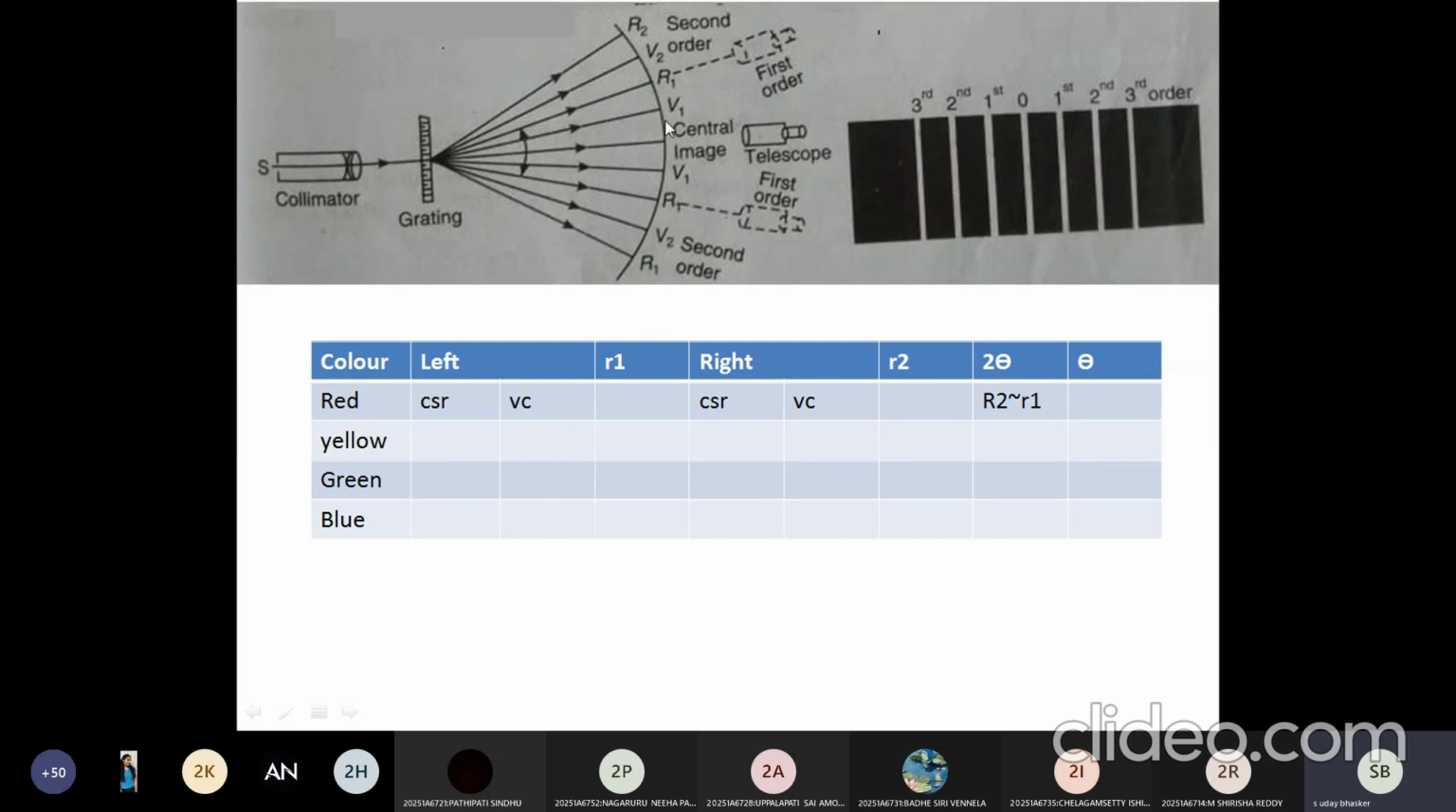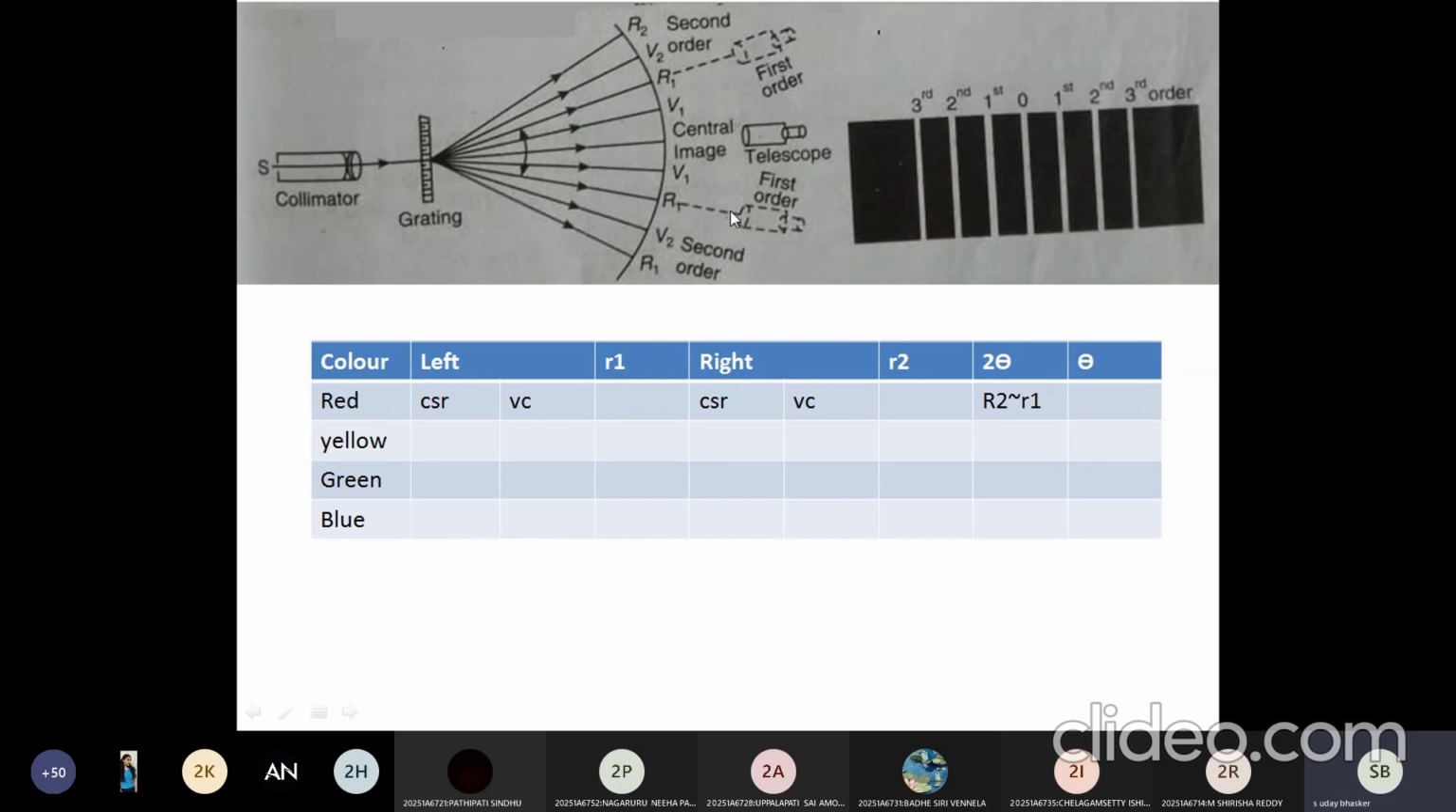Okay, so this is the central maxima. First order maxima, second order maxima, third order maxima, fourth order maxima. Like this, you will have different maxima onto the left side, and similarly you will have different maxima onto the right side. So what do you do? You can rotate your telescope, but not the grating element and the collimator.